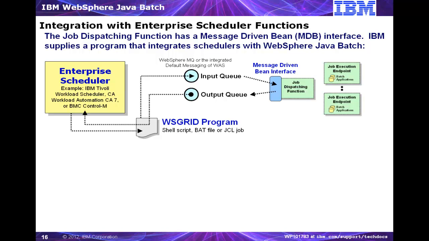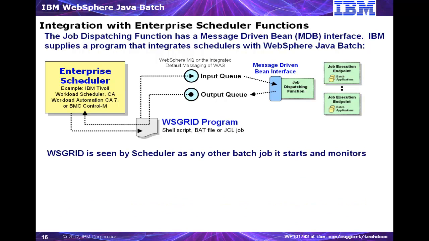For the duration of the Java Batch job's execution, the WS-Grid program stays active. That's how the enterprise scheduler knows the Java Batch job is still running. If WS-Grid is still running, then the Java Batch job is still running as well. Eventually, the job in the WebSphere Batch container environment completes and the return code flows back to WS-Grid. WS-Grid ends and the enterprise scheduler knows the Java Batch job is done.